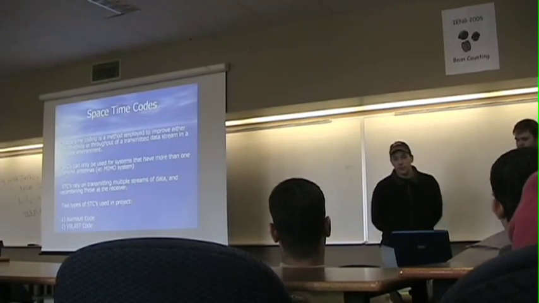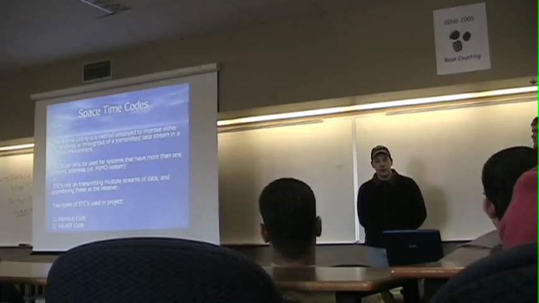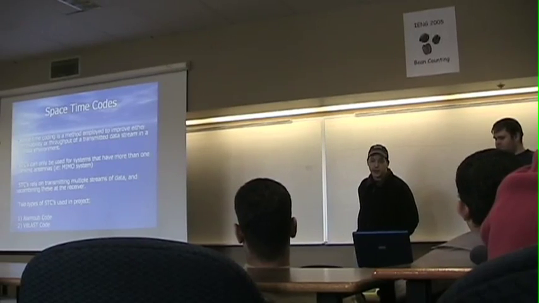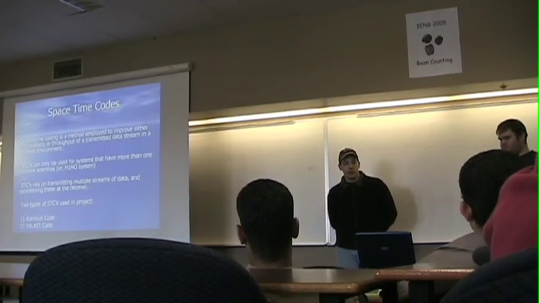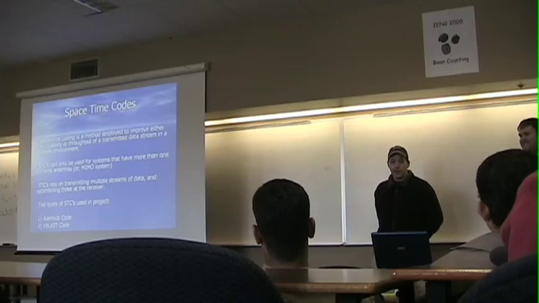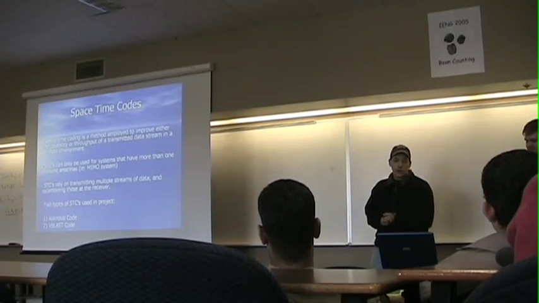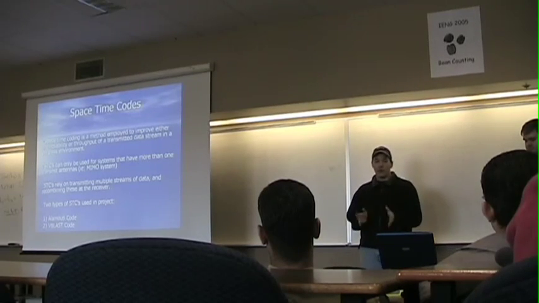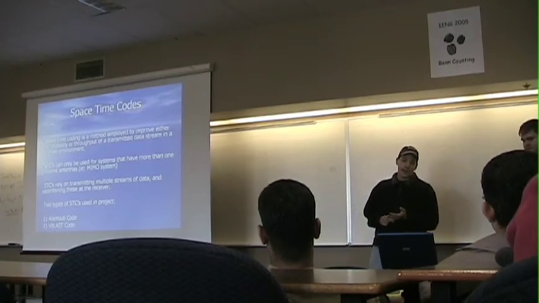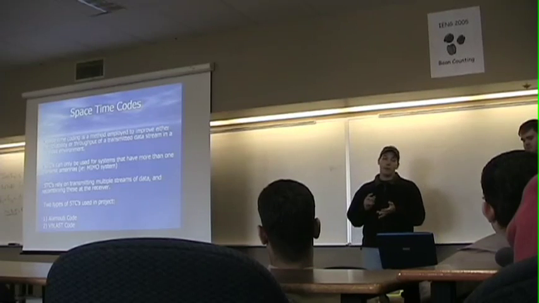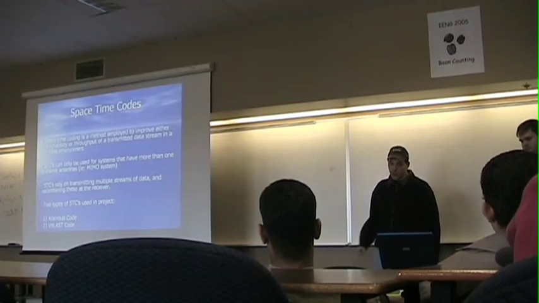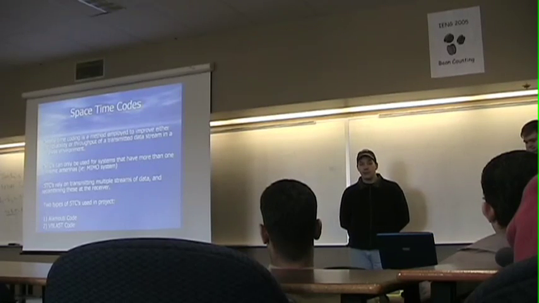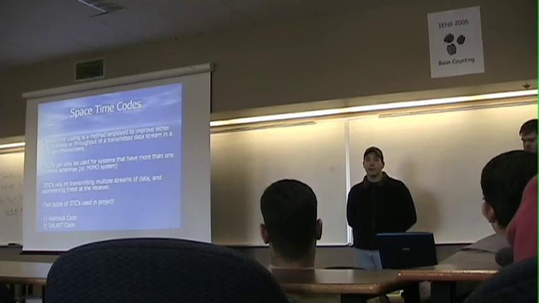Okay, I'm just going to talk a little bit about space-time codes and how they relate to this project. Basically, space-time codes are a method employed to improve either the reliability or the throughput of a transmitted data stream in a wireless environment. Space-time codes can only be used for systems that have more than one transmit antenna. So if we have a system that has one transmit antenna and one receive antenna, we can't use space-time codes. Basically, space-time codes rely on transmitting multiple streams of data and recombining these at the receiver.